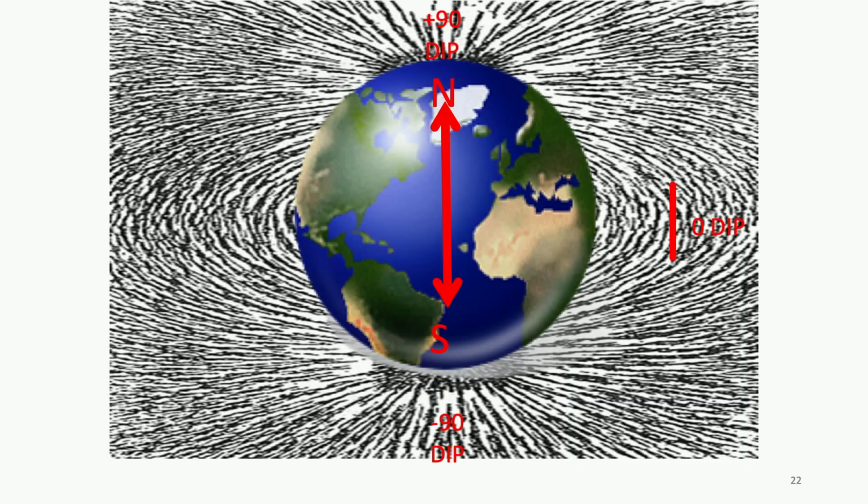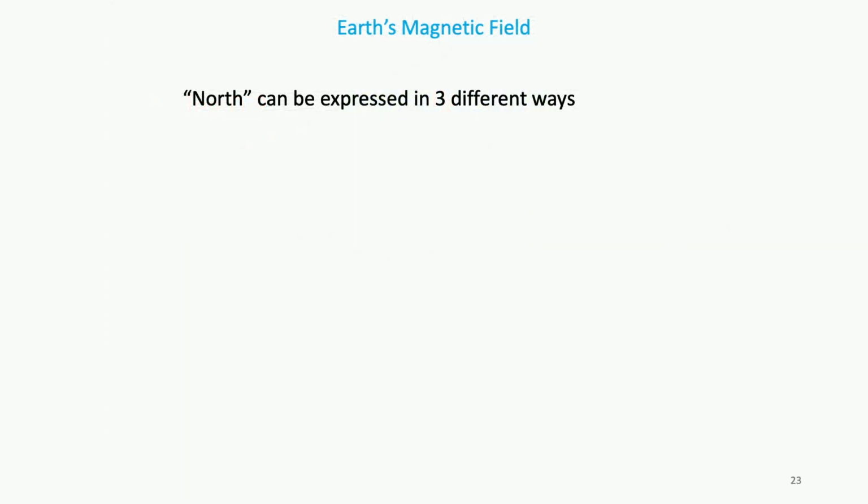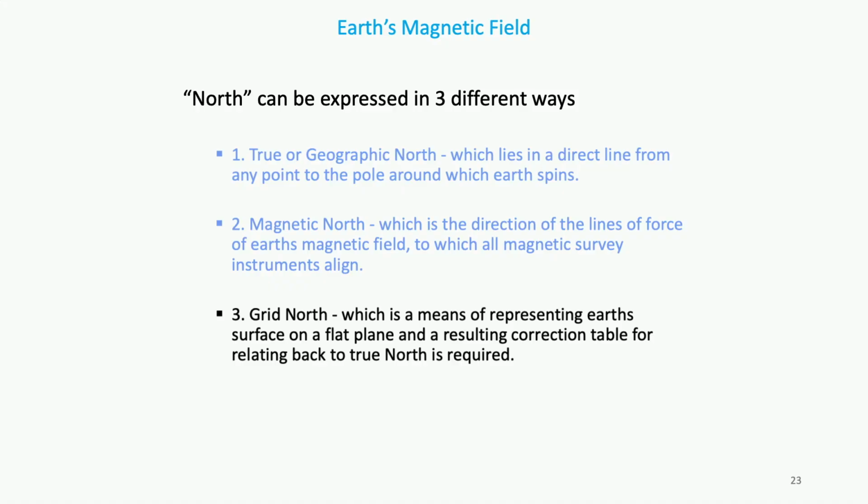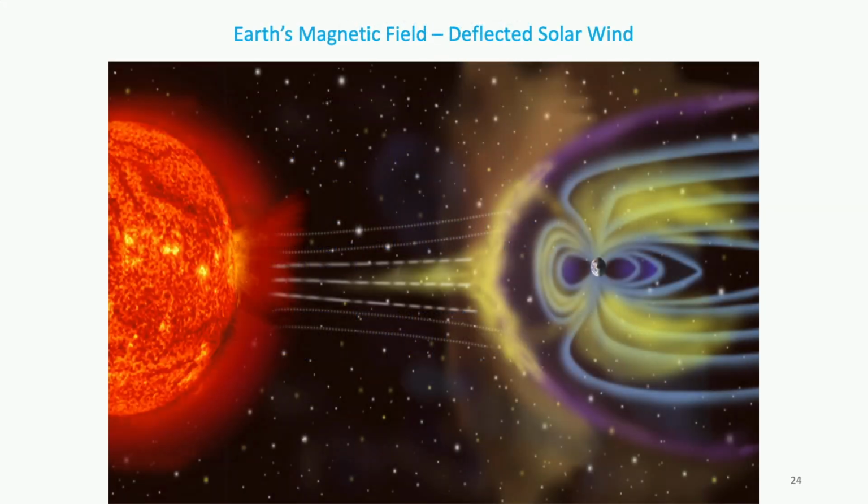So we have to adjust for our dip angle of the Earth as well. Usually in this part of the Earth, it's 68 degrees, somewhere right around up to 70. North can be expressed in 3 different ways. Like I was saying before, true north, magnetic north, and grid north. And there's a pretty picture.